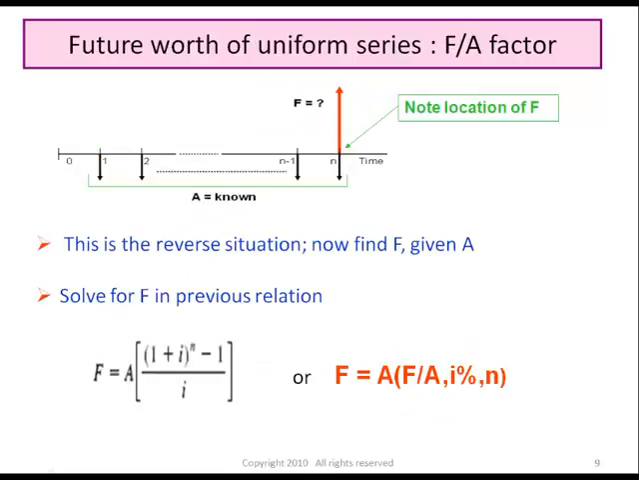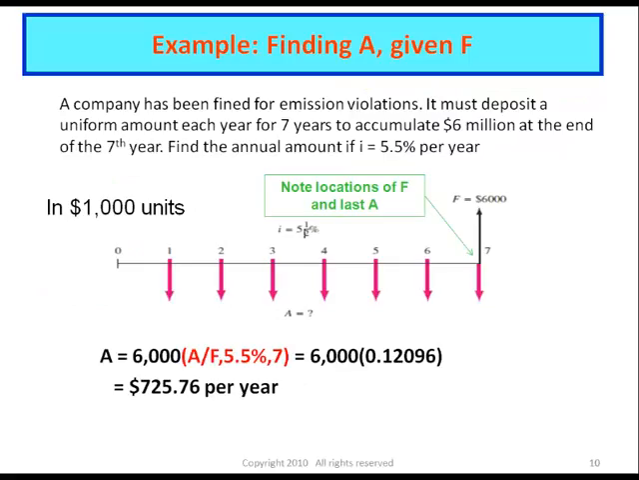As before, the reverse situation occurs when you know the uniform amount A and want to find the equivalent F value N years in the future. Solve the previous relation for F to obtain the formula for F is equal to A times F/A,i,N. As is the convention, F occurs simultaneously with the last A value. As an illustration that uses the A/F factor, we will determine the A series.